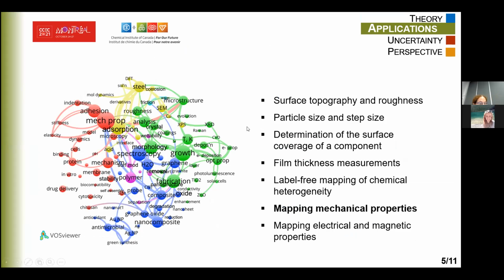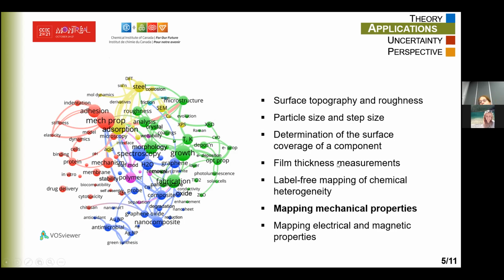The bibliographic map on the left shows the diverse areas of applications of AFM as a characterization or measurement technique. These applications include mechanical properties, adhesion, adsorption, the growth and fabrication of structures, and nanocomposites, to name just a few. AFM is commonly used as a metrology tool to characterize the surface topography and roughness, but also to determine the particle size and step size.